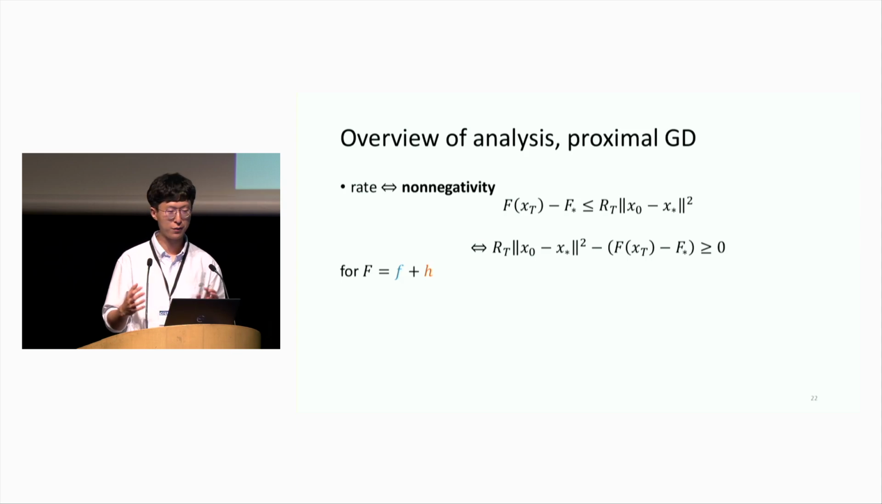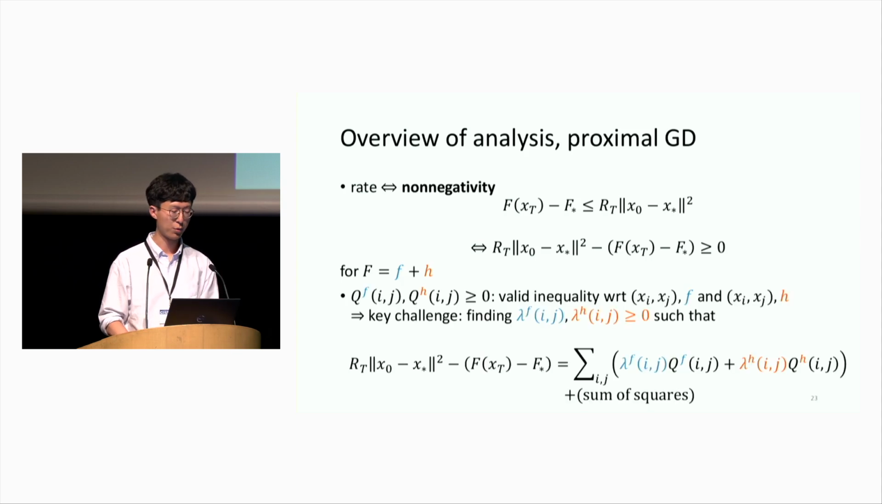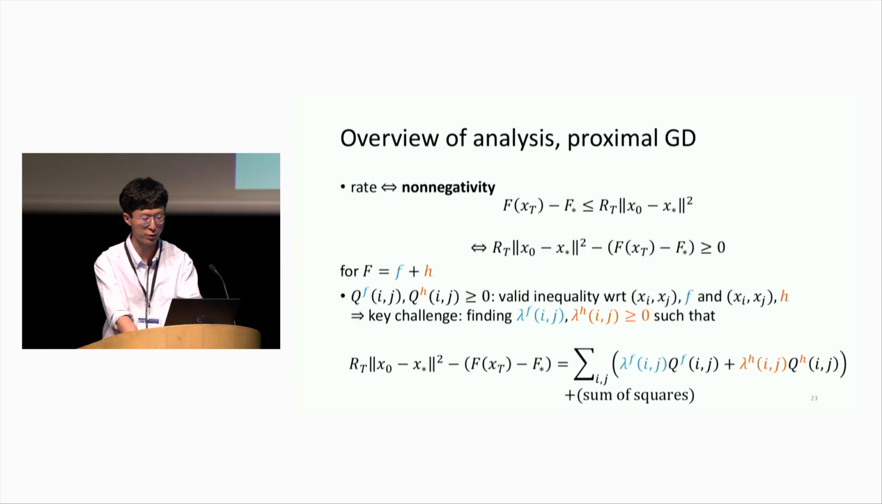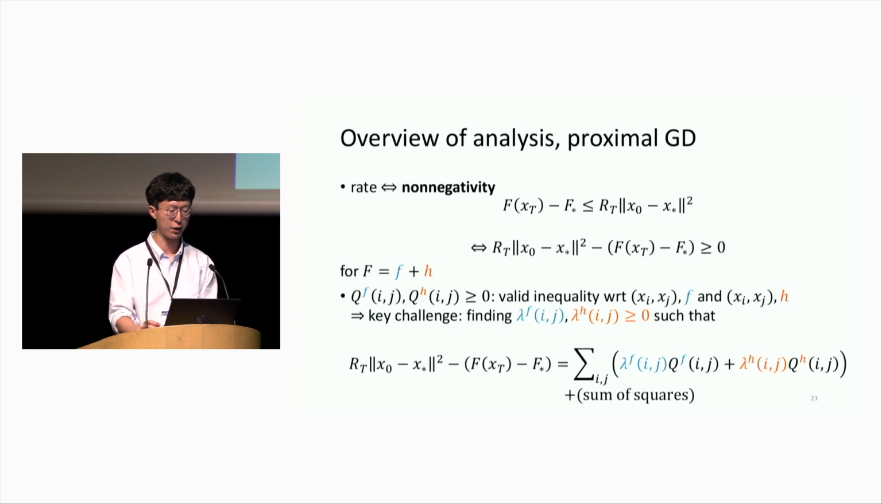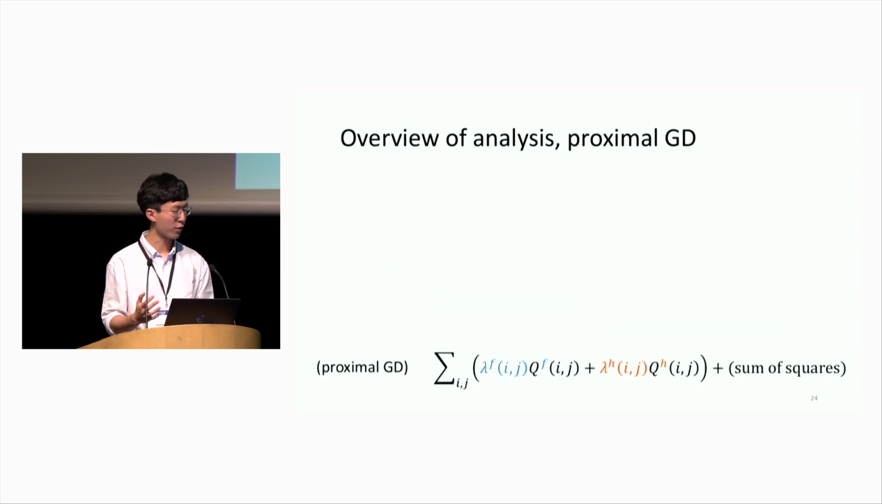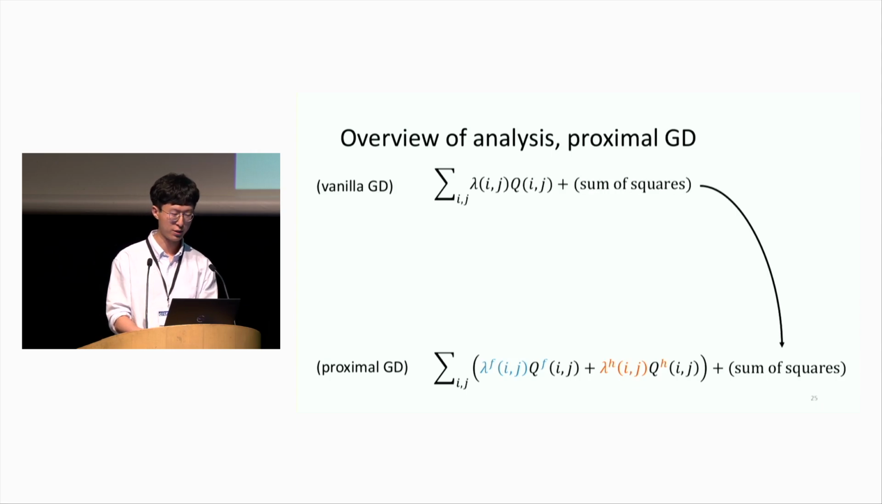So this high-level template is basically the same for our setting for proximal GD. But now we have pairs of valid inequalities for each iterate, because now we have each for f and h. So we need to characterize those coefficients, each for f and h, and also the sum of squares. So again, I need to characterize this complicated sum. What I do is, instead of trying to do this from scratch, I try to use as much as possible what I know from this setting.